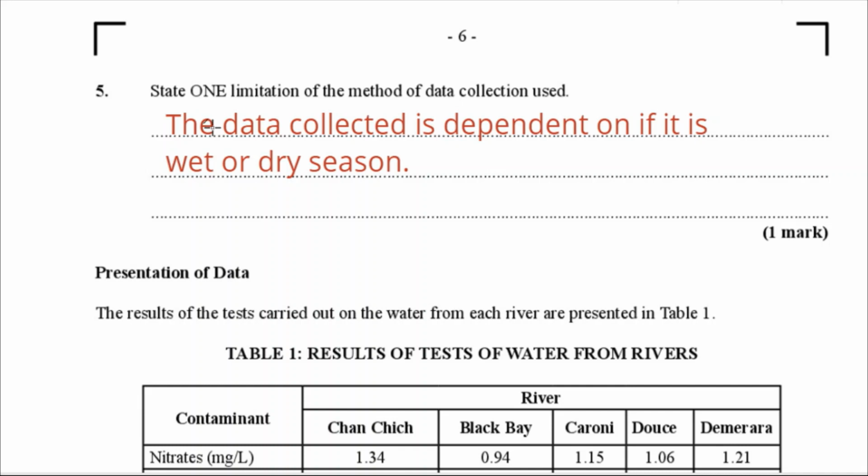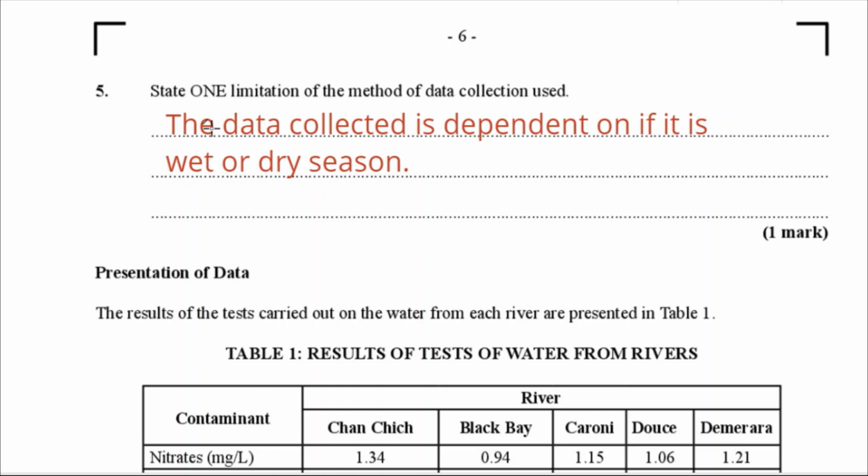Okay, so now we're moving on to question 5. So it says to state one limitation of the method of data collection used. So a limitation usually would be something that is out of our control when we're performing the investigation. So a good example would be when the data is actually collected. So the type of data collected will be dependent on if it is the wet season or the dry season. So those are the environmental factors there. So the climate, the type of weather, would affect the quality of water in some way. It may have some effect on that.